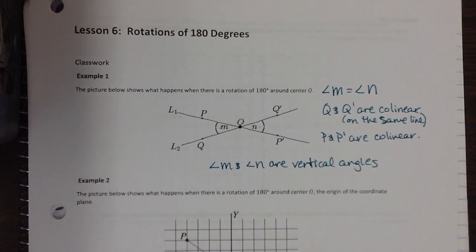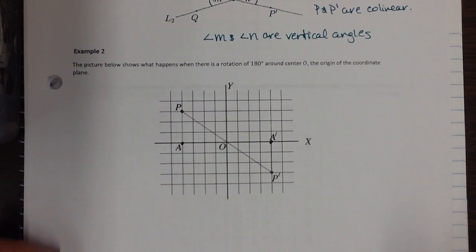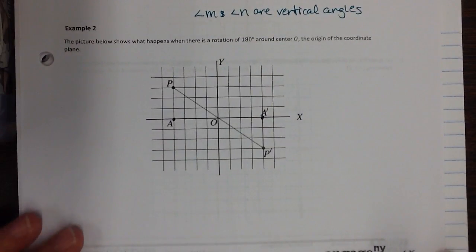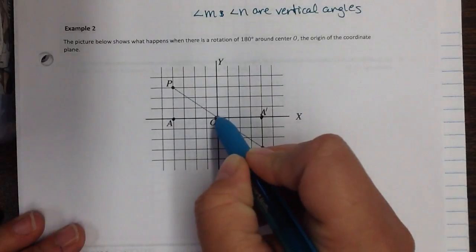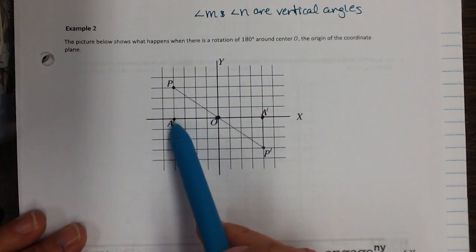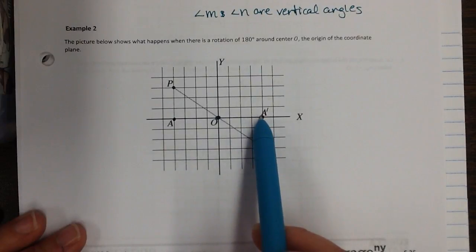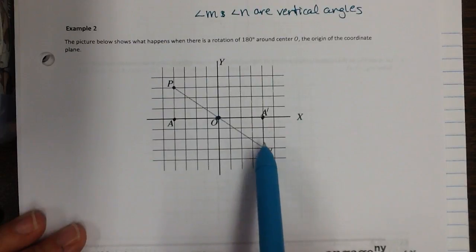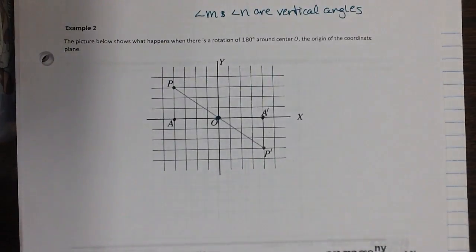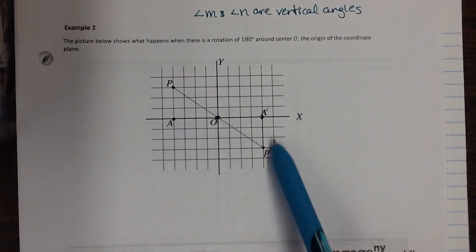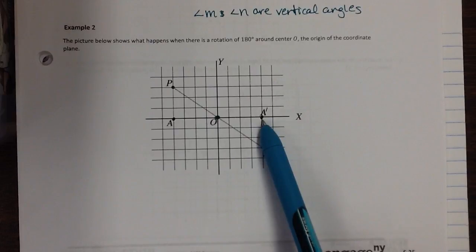Let's look down at example 2 at this diagram. The picture below shows what happens when there's a rotation of 180 degrees around center O. So we have point A and A prime. That's a rotation. We have P and P prime, that's also a rotation. So essentially, we rotated these 2 points 180 degrees over to here.